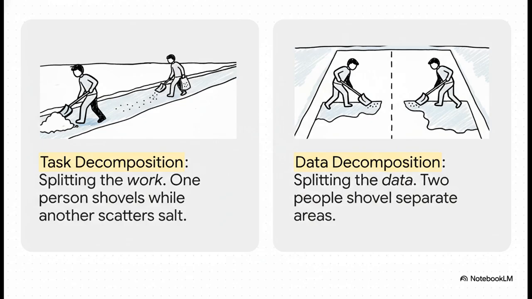Then you have data decomposition. This is about splitting up the data. So now, instead of one shoveler, you have two people, each with their own shovel, and each one clears a different half of the driveway. See the difference? Same task, but they're working on different chunks of data.